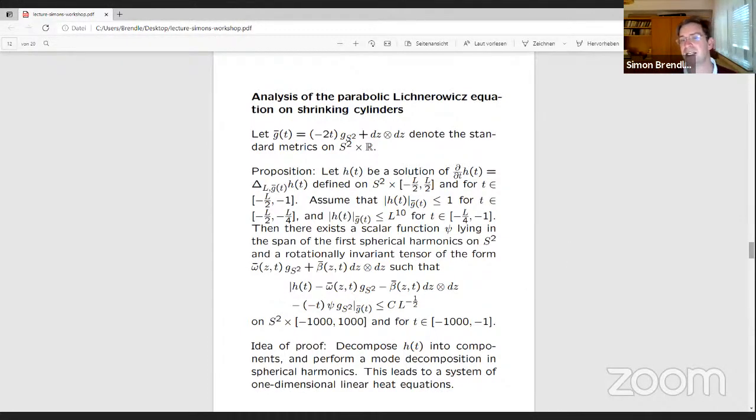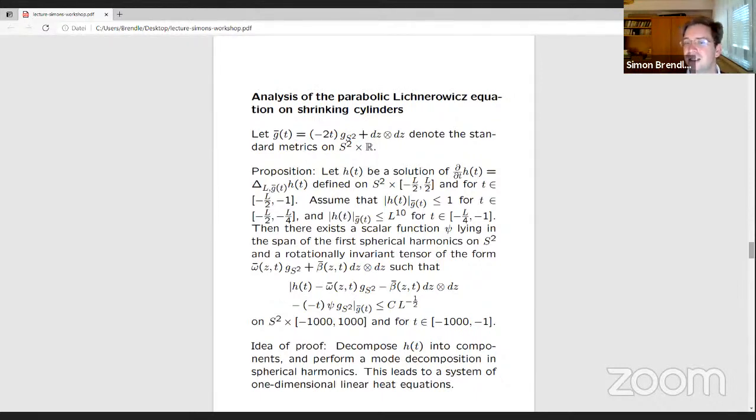Right. Now, this is already an indication that the flow should improve rotational symmetry, because if you look at the perturbation of a cylinder, this H describes the perturbation. And this is really telling you that after you let this evolve, it will look like something rotationally symmetric, plus this psi term, which corresponds to a deformation of S2 under its conformal group, and then a small error.